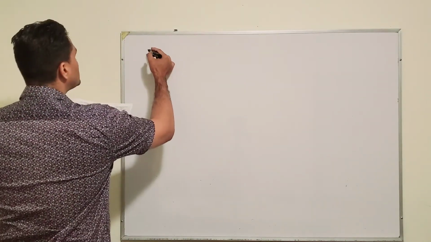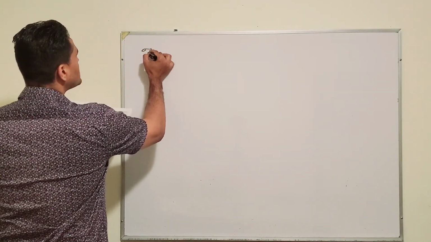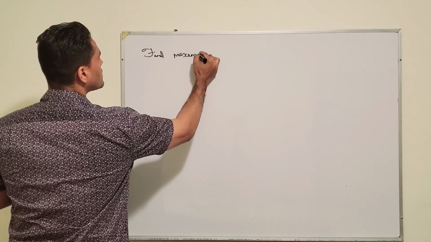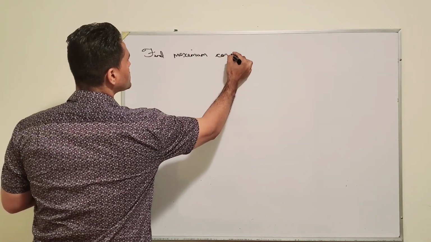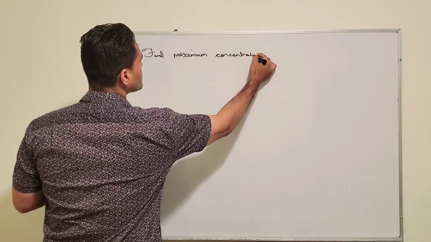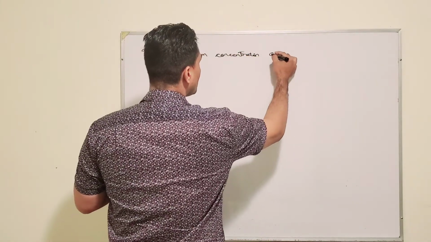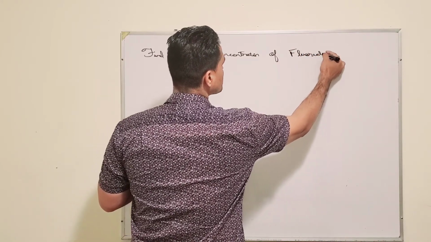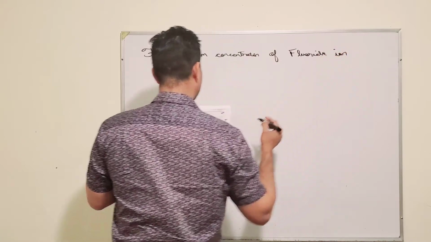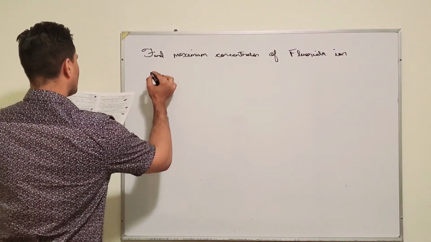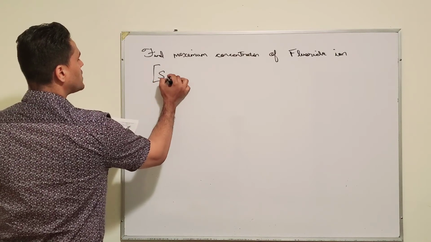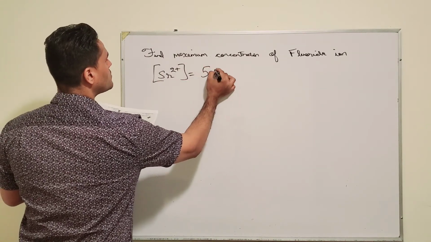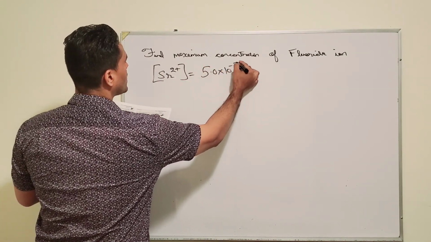Next up, the question says, find the maximum concentration of fluoride ion where the concentration of Sr2+ is equal to 5.0 times 10 raised to the power minus 3 molar.